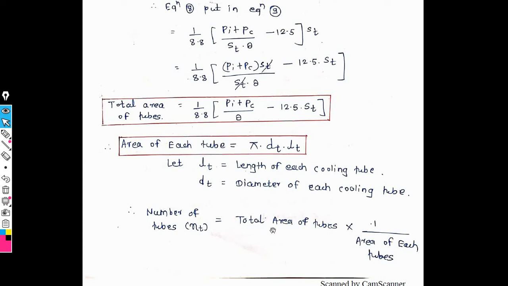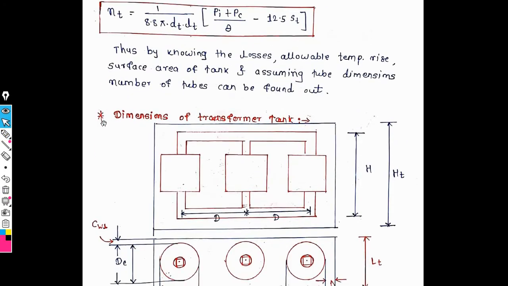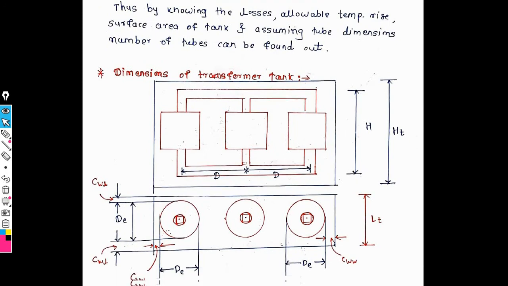Nt is equal to total area of tubes, which is already calculated, and the area of each tube is put in, taking the ratio, giving the number of tubes Nt. Then we also need the dimensions of the transformer tank.